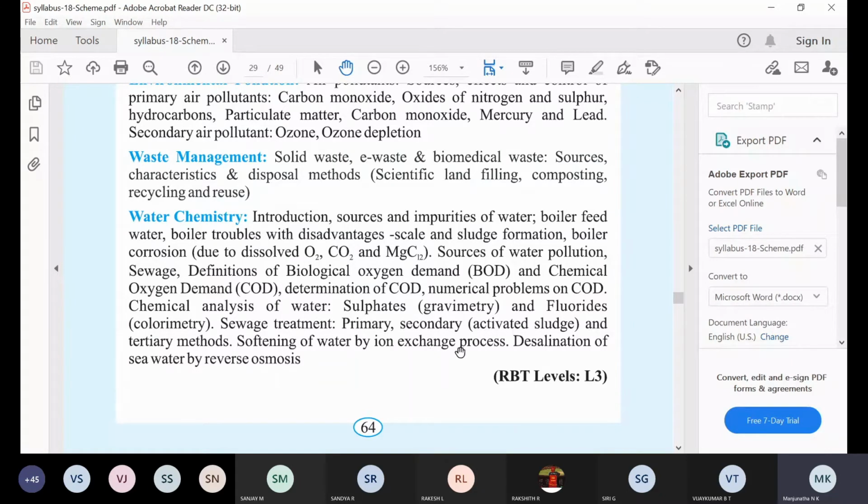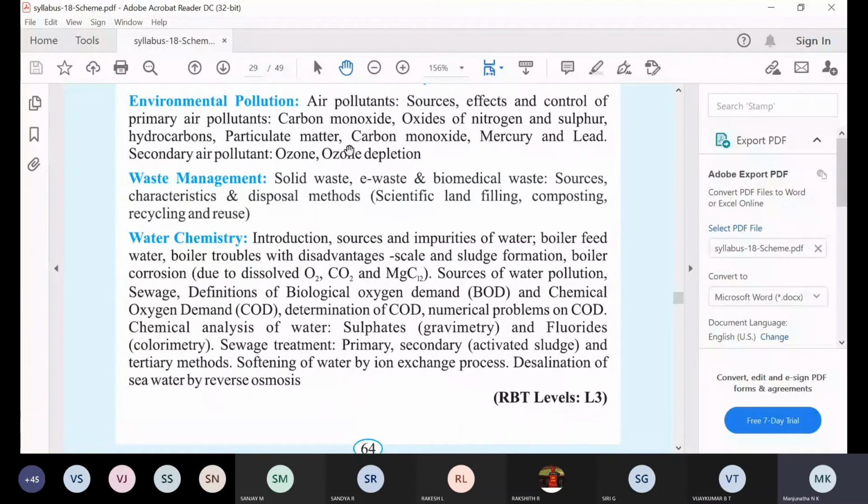Next, another topic is the desalination of water by reverse osmosis, meaning how to remove the dissolved salt present in sea water, called desalination. The process of removal of dissolved salts present in sea water is called desalination. To remove that dissolved salt, we are using two methods: reverse osmosis and electrodialysis. In your syllabus you have reverse osmosis, so that process we are going to study. So this is the syllabus of Module 4, that is environmental pollution and water chemistry.